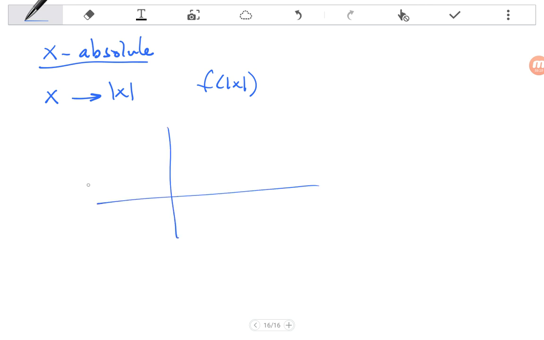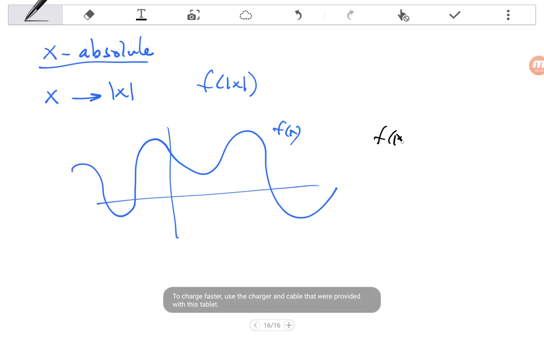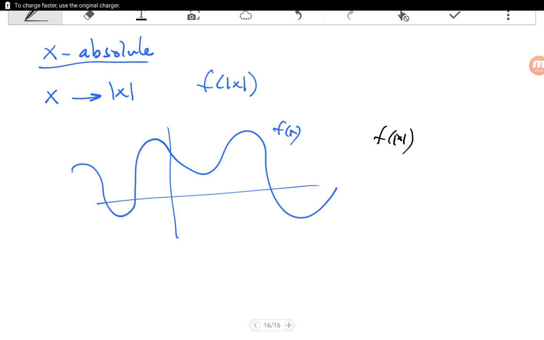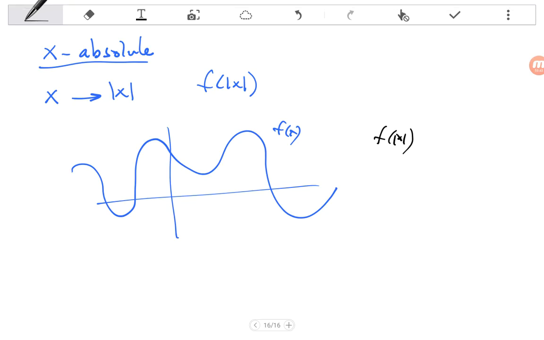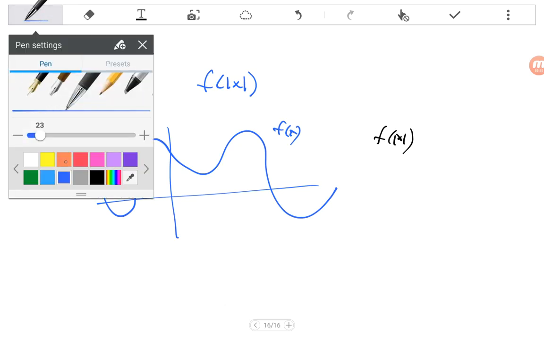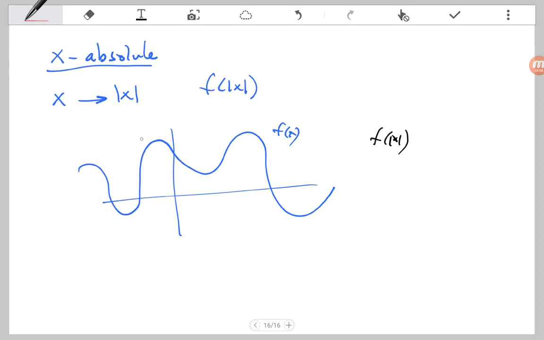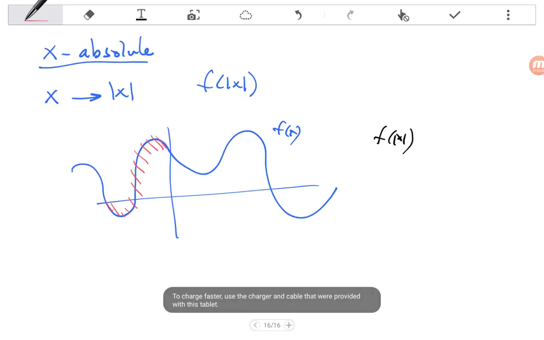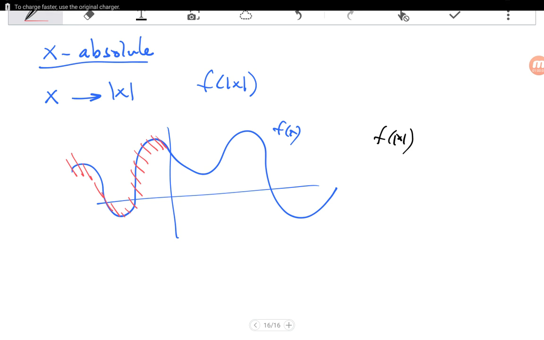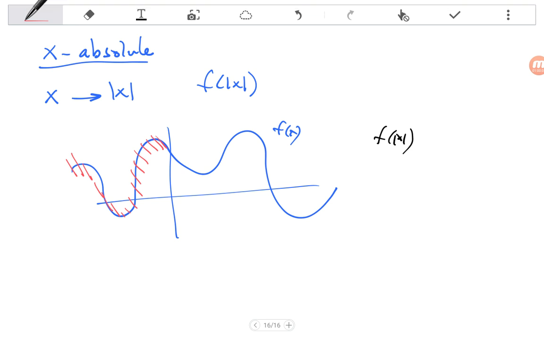If I have a function like this, that is f of x. Okay? Now I need to graph f of absolute x. How would that graph be? The first step is to remove the negative part of the function. So I will just remove this part. Okay? The second step is to make a reflection about the y-axis.